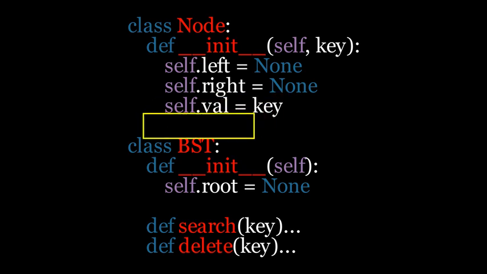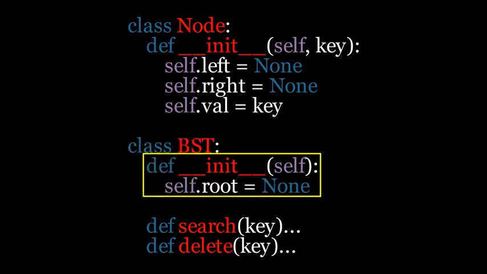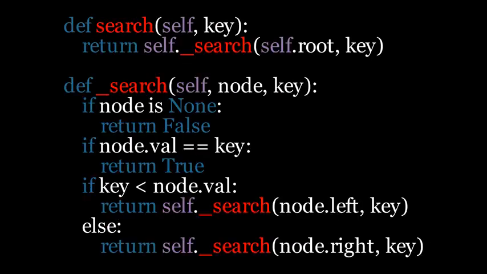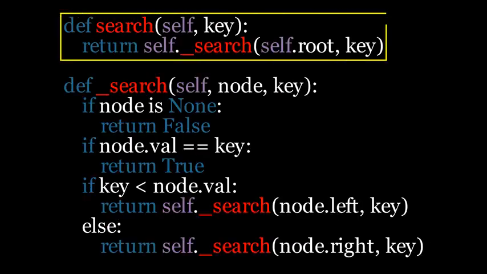Next, we'll initialize the binary search tree, or BST class. In the constructor, we'll initialize the root of the tree, which will be set to None initially, indicating that the tree is empty. After that, we'll define the operations that can be performed on the tree, such as insertion, searching, and deletion. Let's first start with the search operation in our binary search tree class.